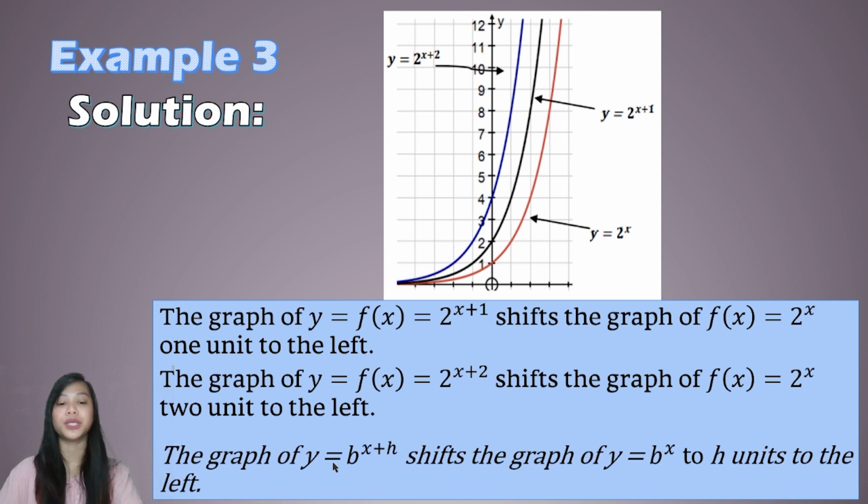So, conclusion: the graph of y equals b raised to x plus h shifts the graph of y equals b raised to x, the original form, h units to the left. Since your constant term is plus h, you can conclude that it will be shifted to the left. But when the value of your h is negative, it will be shifted to the opposite side, which is to the right. So that's it for our example number 3.